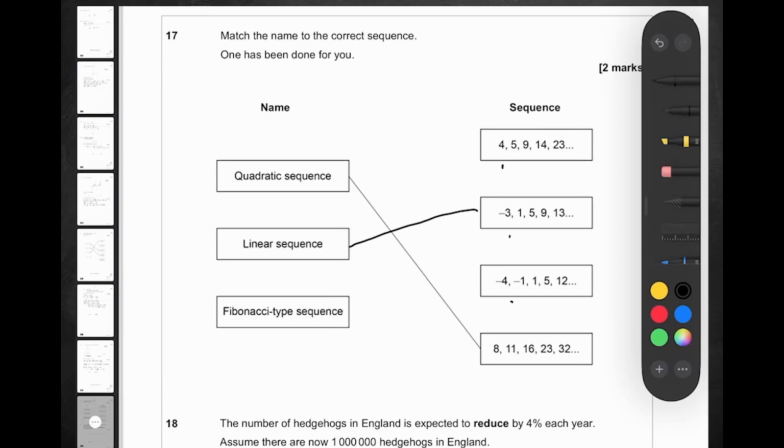Fibonacci type sequence is going to be one where the numbers coming before it add up to the next number. So 4 plus 5 gives you 9. 9 plus 5 gives you 14. 9 plus 14 gives you 23. So this here is a Fibonacci type sequence.